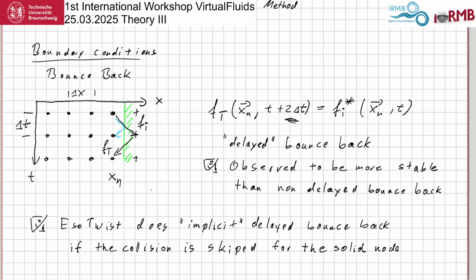So the solid node, these are the pluses here. What does esoteric twist do? In order to keep it running, it always has to reinterpret the direction in its opposite direction. So if you don't do this, then automatically in the next time step the directions get reinterpreted. Yeah. So if you do nothing, it will wait for one time step and then it will return the same way back.